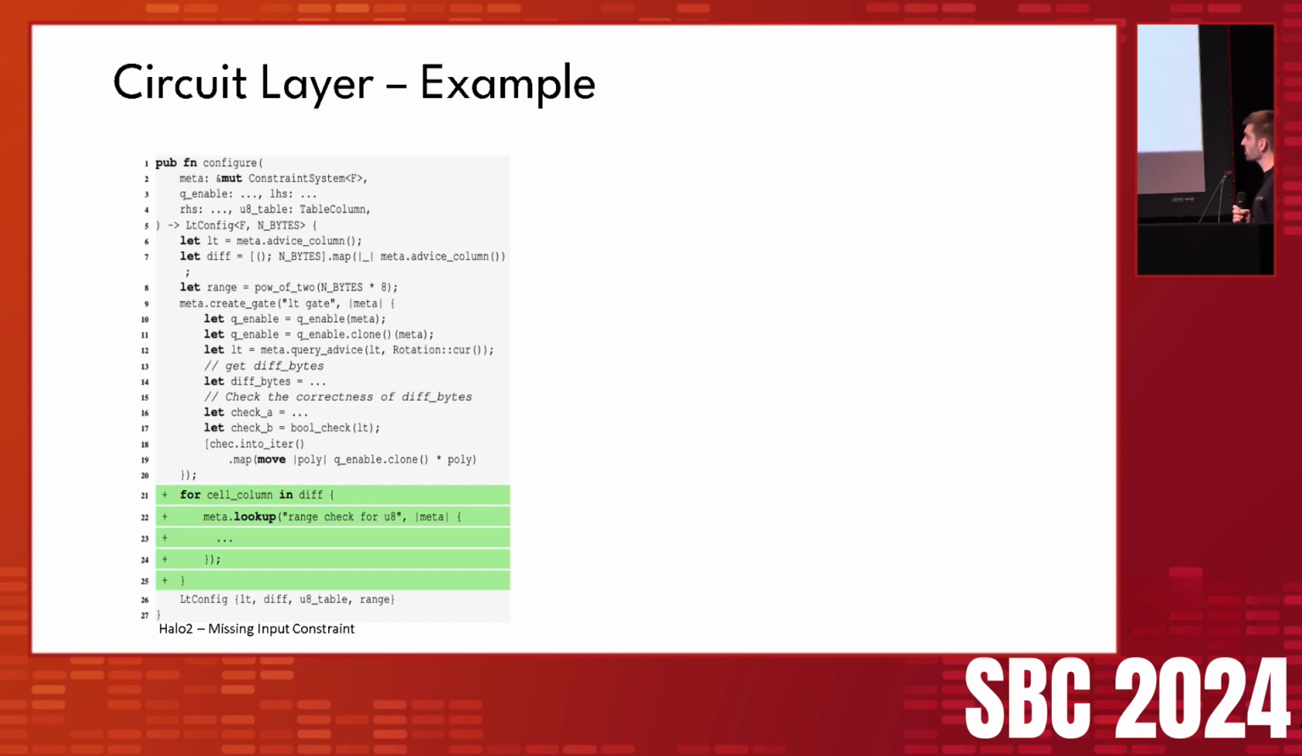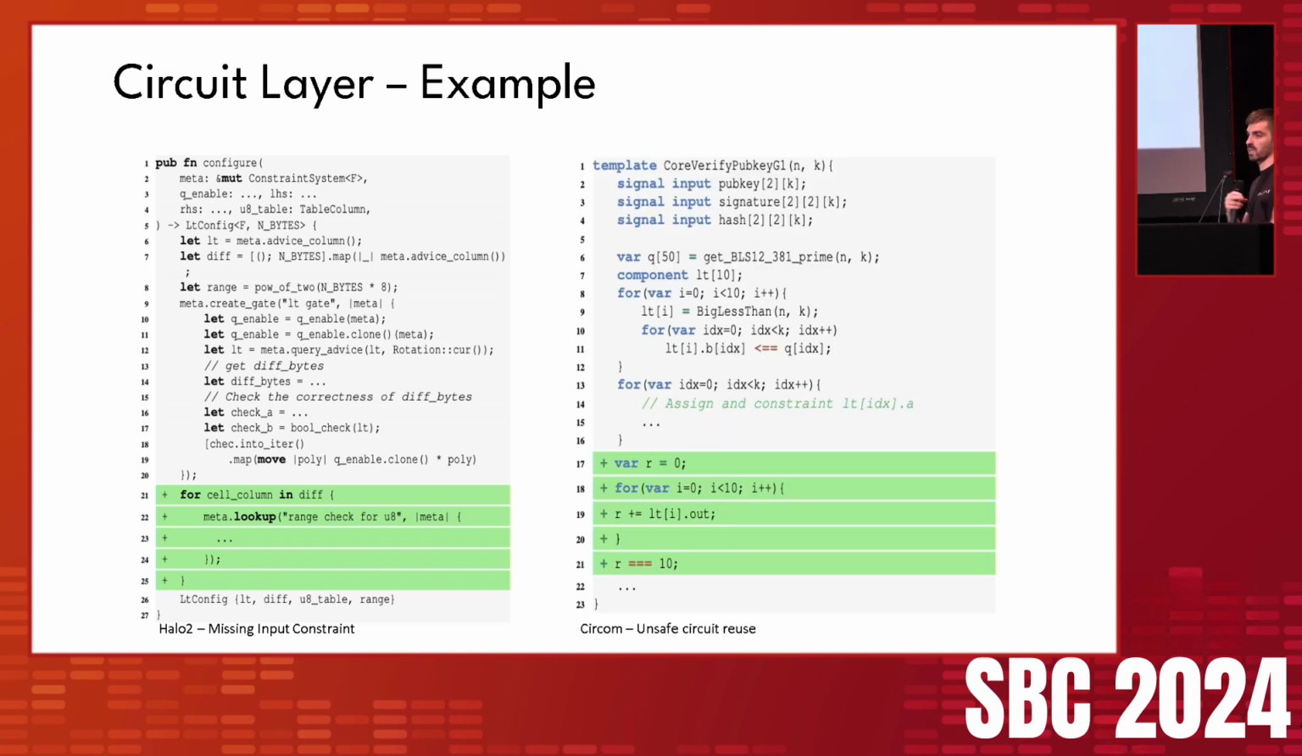I have some examples, but I really suggest looking at the paper to see more examples. I want to highlight here that most of the fixes or mitigations are kind of trivial. One very typical fix is to add a range check that you might have forgotten, or to add some constraints that you forgot in the circuit.